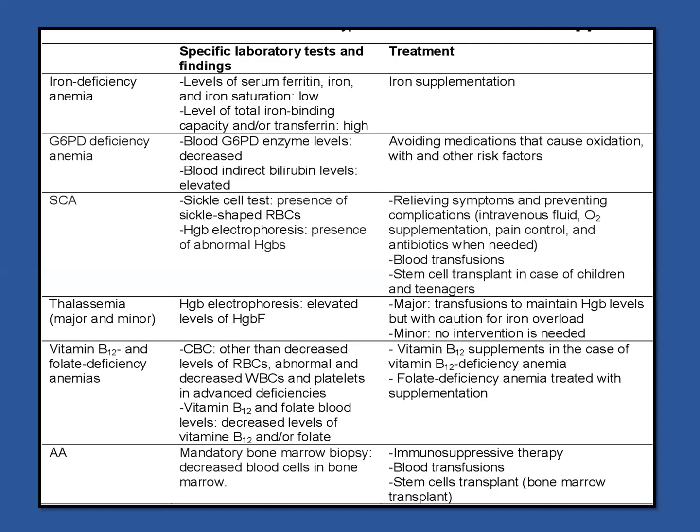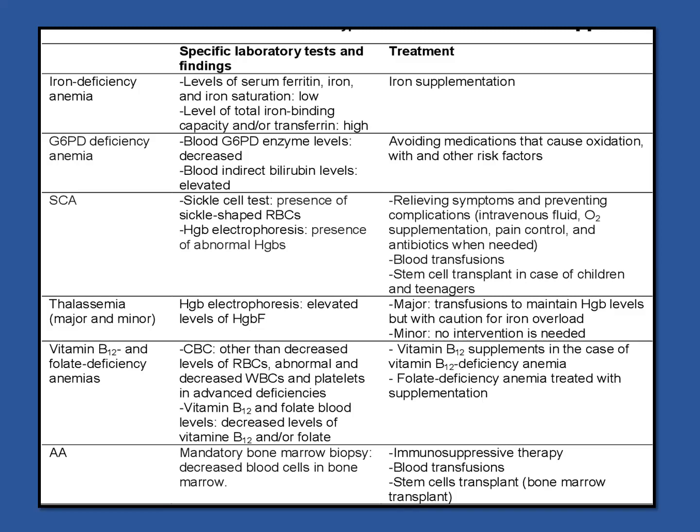G6PD deficiency is a hemolytic type. If you see G6PD levels are low, then you're going to avoid medications that can cause hemolysis in G6PD deficiency, right? If there's sickle cell anemia, you did a hemoglobin electrophoresis and the sickle cell was there, then you're going to relieve the complications. You're going to treat according to sickle cell. Thalassemia, you're going to treat according to it. Maybe you're going to do transfusions and then a bone marrow transplant and whatever.